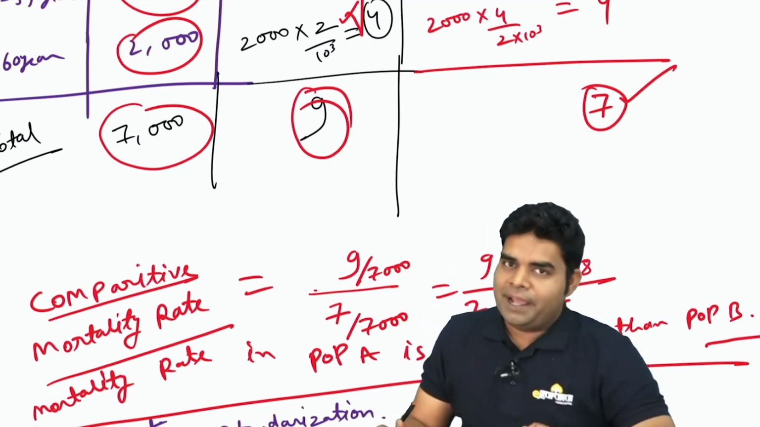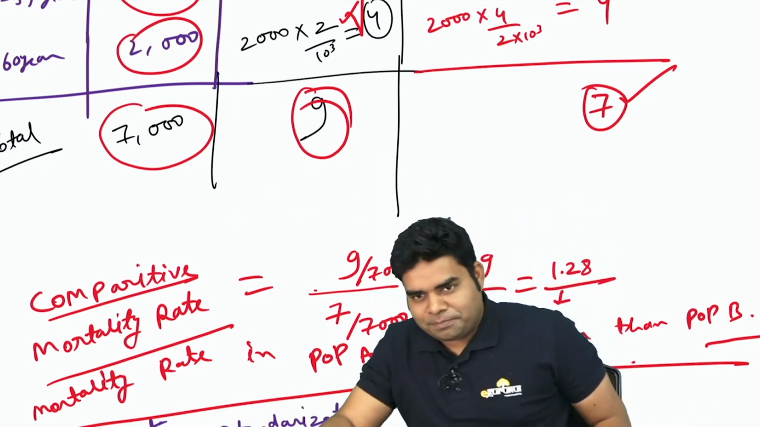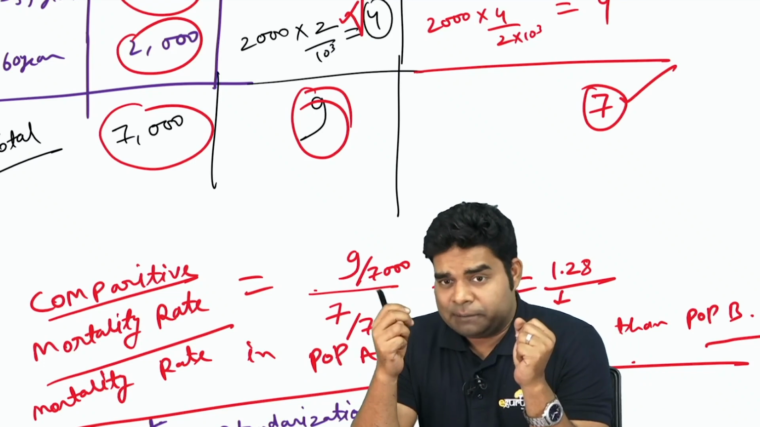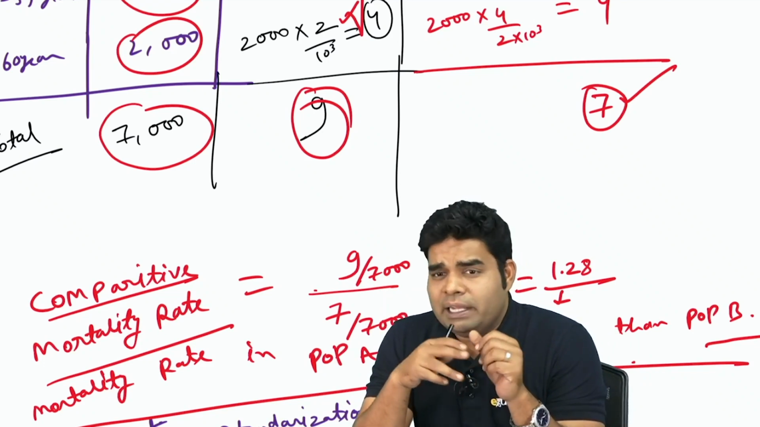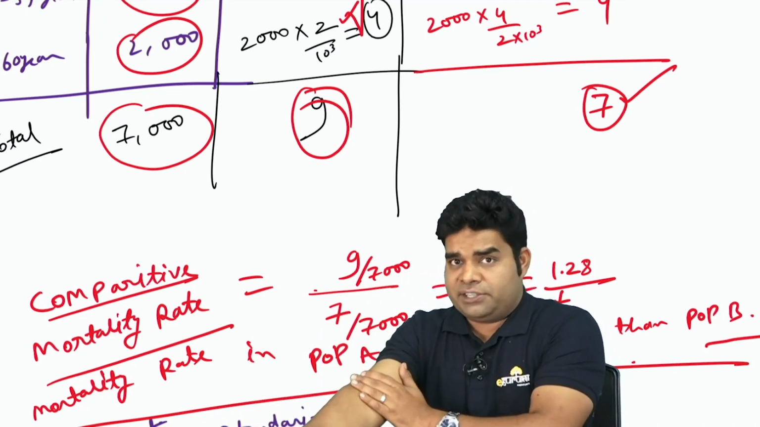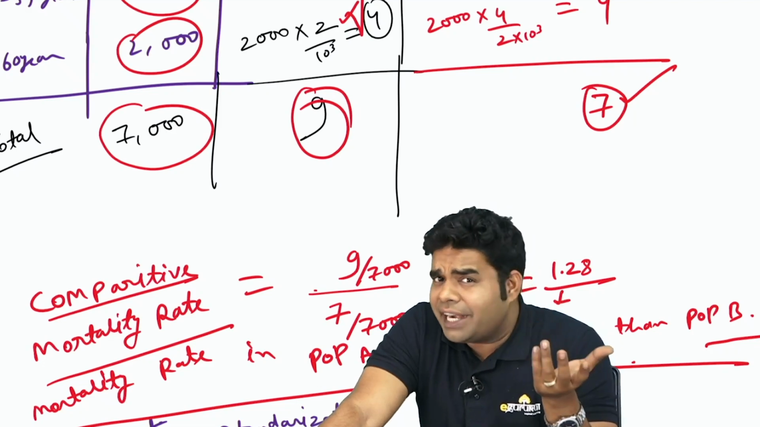Okay. Now let's come to indirect standardization. First of all, why do we do indirect standardization? Suppose there is a population which is taking intravenous drugs, and in that population, of course, the death rate will be higher.